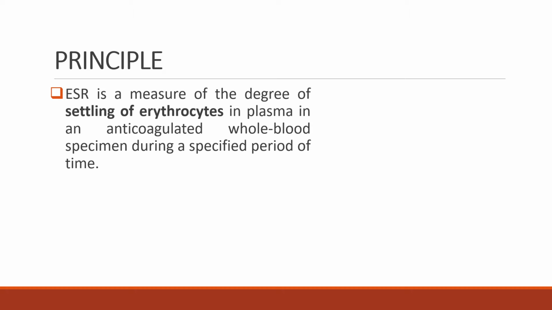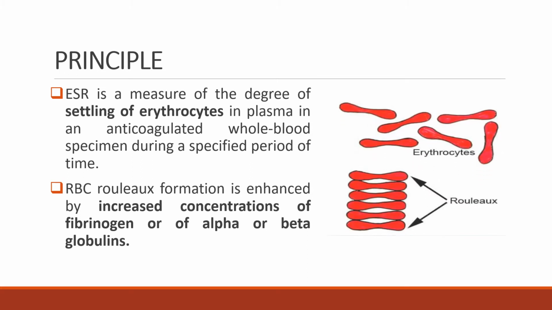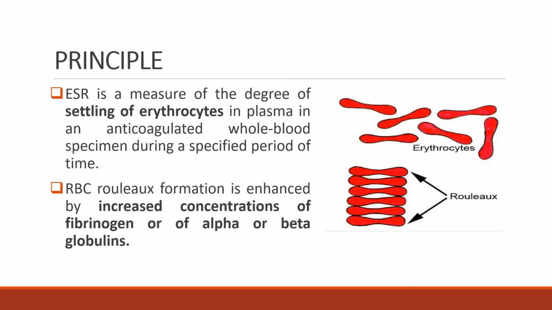This phenomenon is dependent on an interrelationship of variables, and these are the plasma protein composition, the concentration or amount of red blood cells, and the shape of these cells. RBC rouleau formation is enhanced by increased concentrations of fibrinogen or of alpha or beta globulins in the patient's plasma.